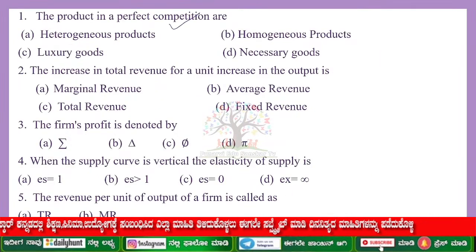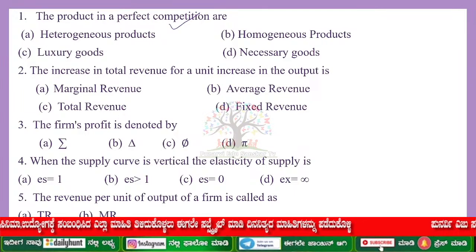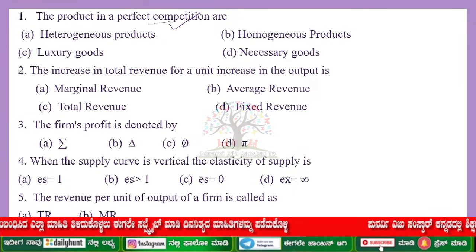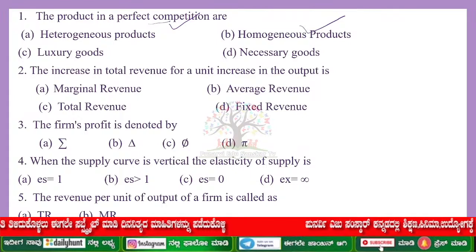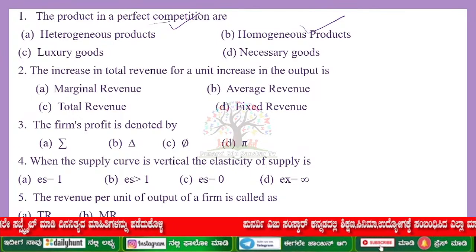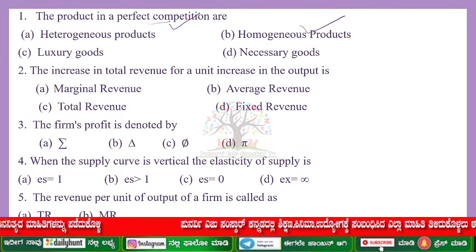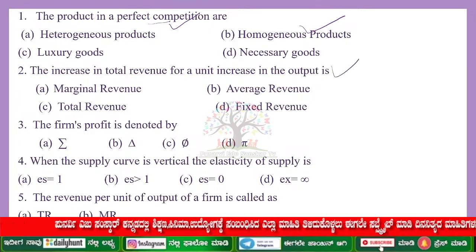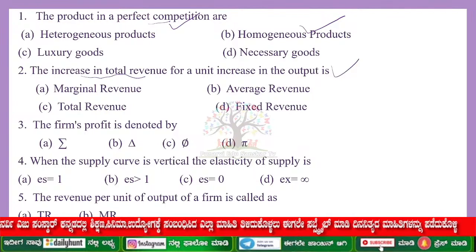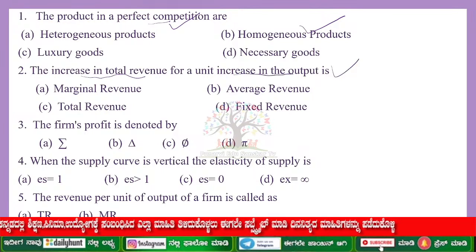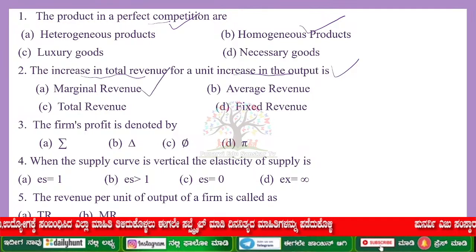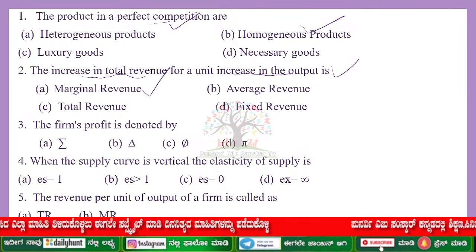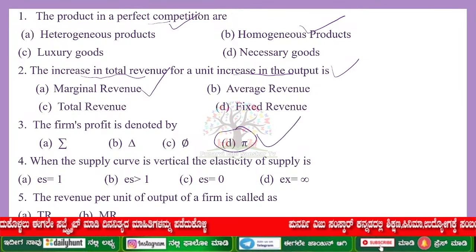Product in perfect competition, so it is a homogeneous product. Increase in total revenue for a unit increase in output is called, see here, increase in total revenue due to increase in the sale of output, that is marginal revenue. A firm's profit is denoted by π.